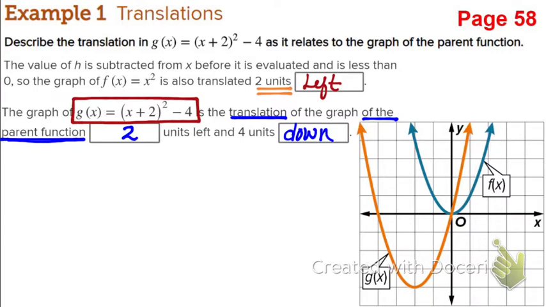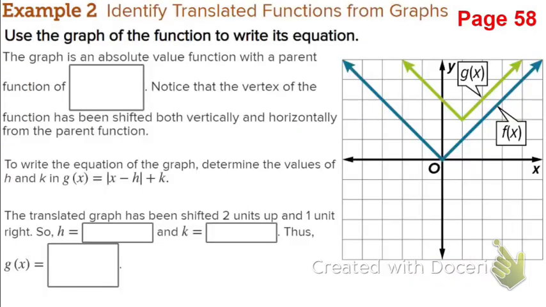Let's go look at example 2. In example 2, I give you the graph again, but we're going to use this graph to write the equation. Is it a parabola again in example 2? Are we looking at a parabola like this one? What do we call the V-shaped graphs? Absolute value.